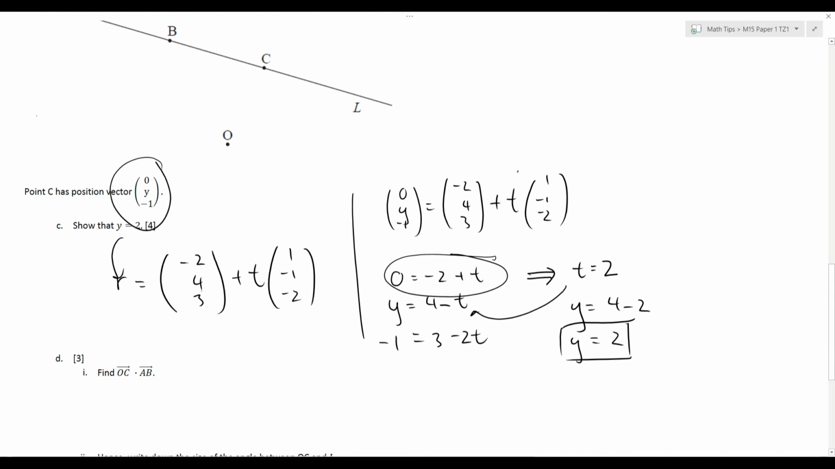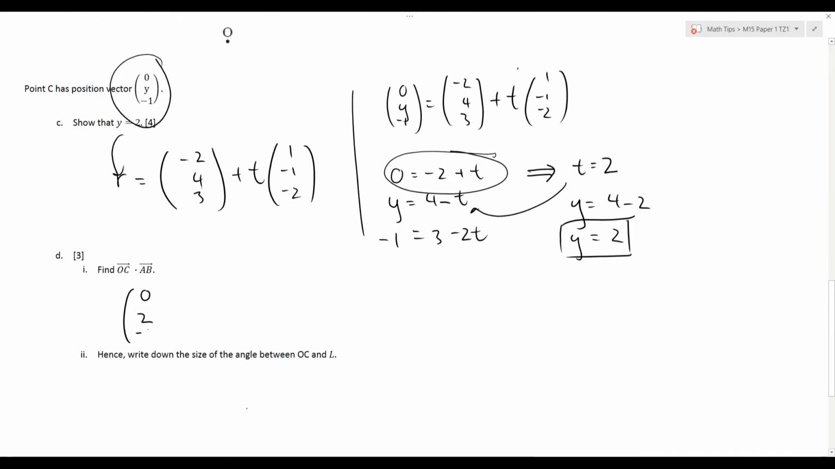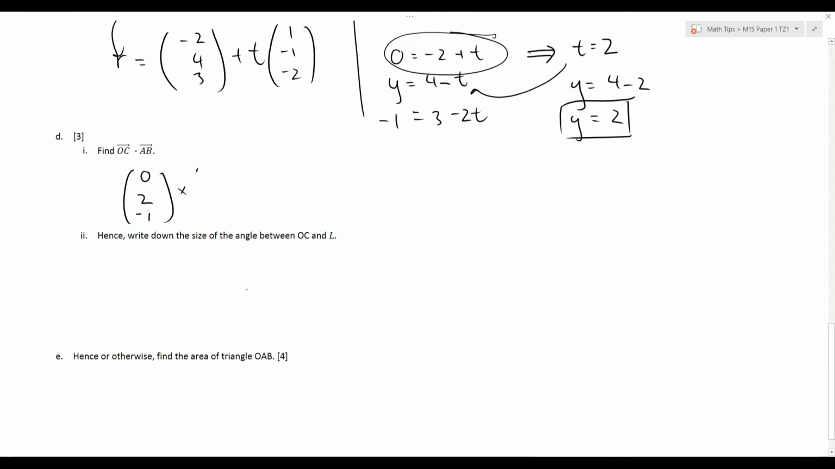Okay, quite easy. So in the next part you learn that you're going to multiply two vectors together. How do we multiply that? Well, let's write it. OC is (0, 2, -1), times AB, which is (1, -1, -2). So what we're going to do is go for 0 times 1, plus 2 times -1, plus -1 times -2.